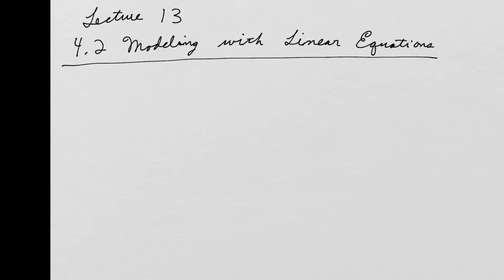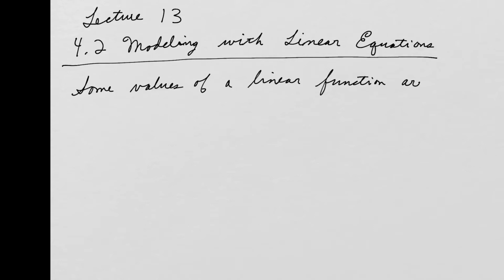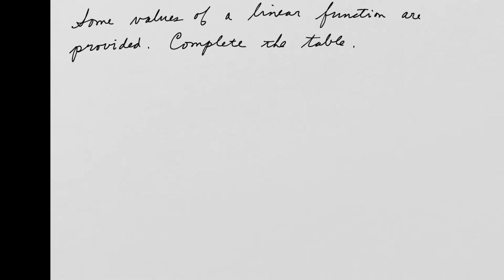So let me start off with an example, actually a couple of examples using tables. So let's say you're told some values of a linear function are provided. They're going to be provided in the table in a second. And based on that, we want to complete the table. Okay, so let's say these values were given.